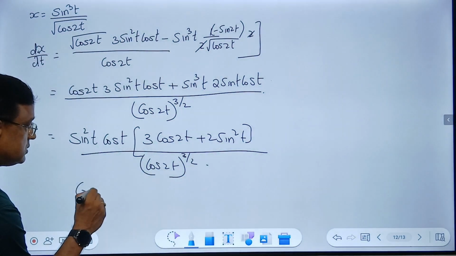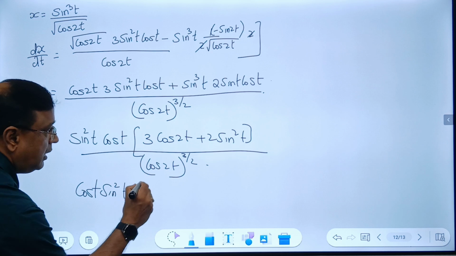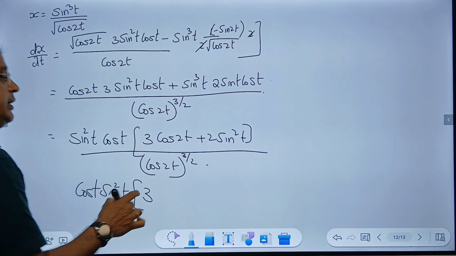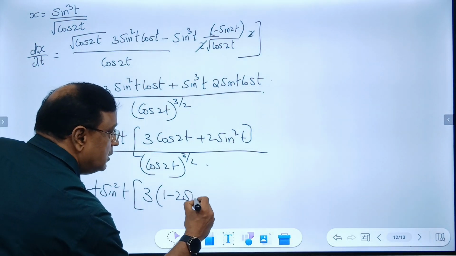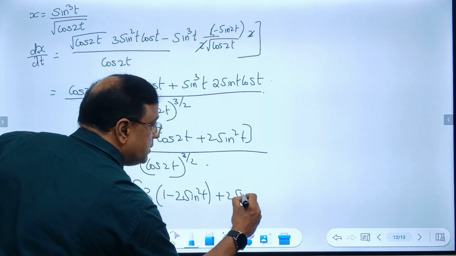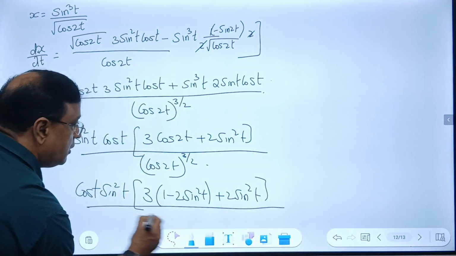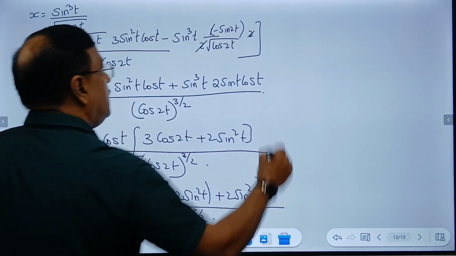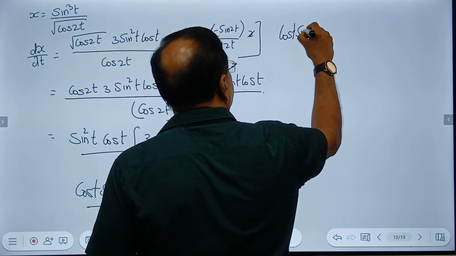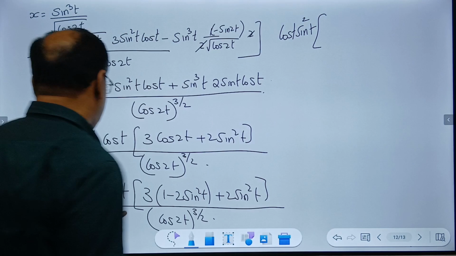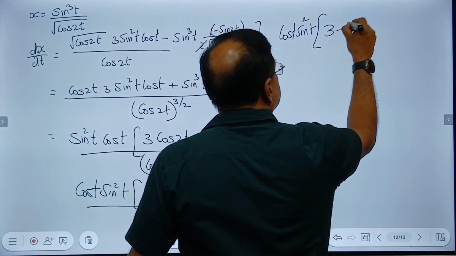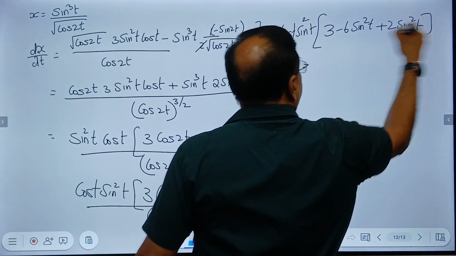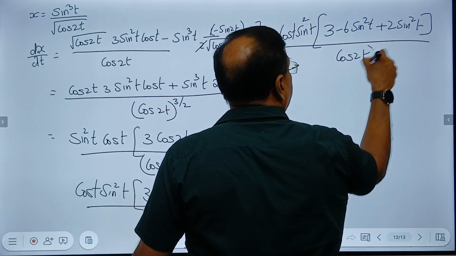Now once again, this is cos t into sin square t, and what is this? 3 into, I will write this in terms of sine. There I wrote in terms of cos, here I will write in terms of sine, which is 1 minus 2 sin square t plus 2 sin square t divided by cos 2t the whole power 3 by 2. Now this is cos t into sin square t. If you open the bracket, you get 3 minus 6 sin square t plus 2 sin square t divided by cos 2t the whole power 3 by 2.